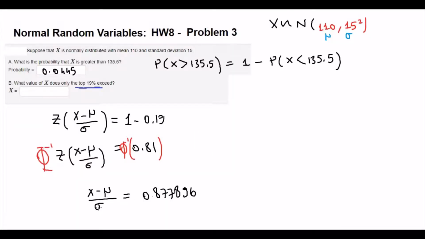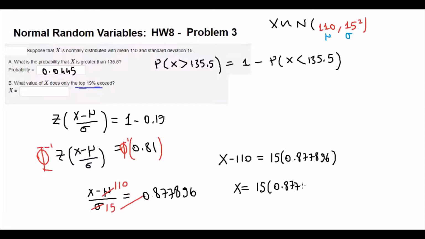And here we know mu and sigma. Our mu is 110, so we can substitute this, and our sigma is 15, so we can substitute this. Now we're going to solve for x. First we cross multiply, so x minus 110 is equal to 15 times 0.877896. Then we add 110 on both sides, so x is equal to 15 times 0.877896 plus 110. If you plug in those numbers in your regular calculator, you're going to obtain 123.17.